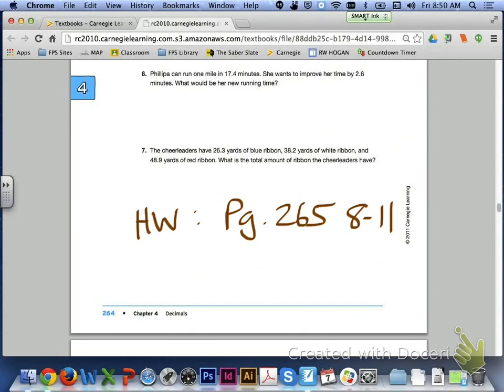To finish up for today, I would like you to turn to page 265 and do numbers 8 through 11 for homework. If you have any questions with adding or subtracting decimals, please make sure that you ask.